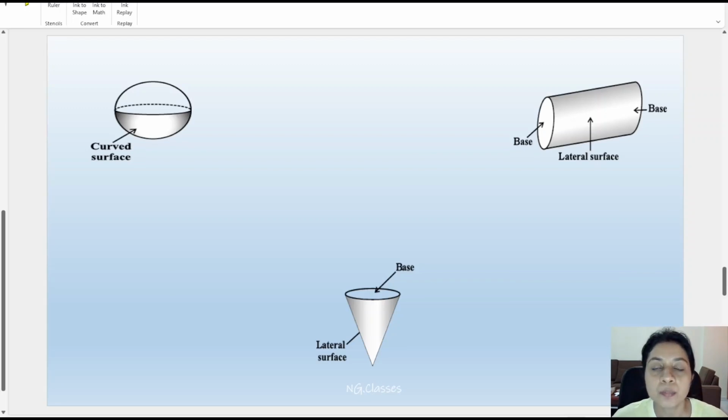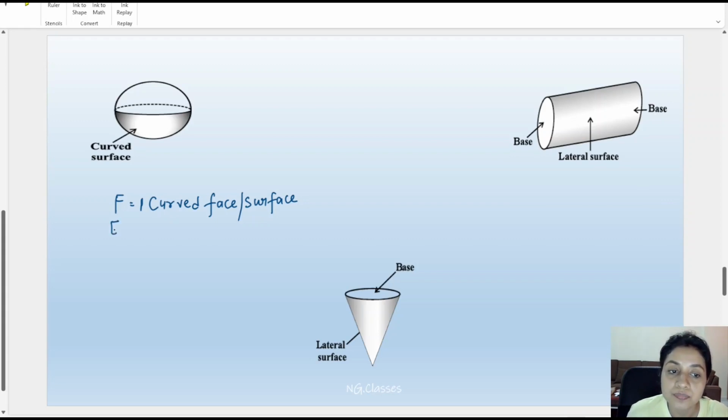And now let's count the number of faces, edges and vertices of a few more three-dimensional shapes. So here our first figure, it's a sphere, right? And for a sphere, if we count the number of faces, we are having just one curved surface, right? If we count the number of edges, then we can see there is no edge. Just recall the football. Is there any edge in that? No. And how many vertices are there? There are no vertices as well.